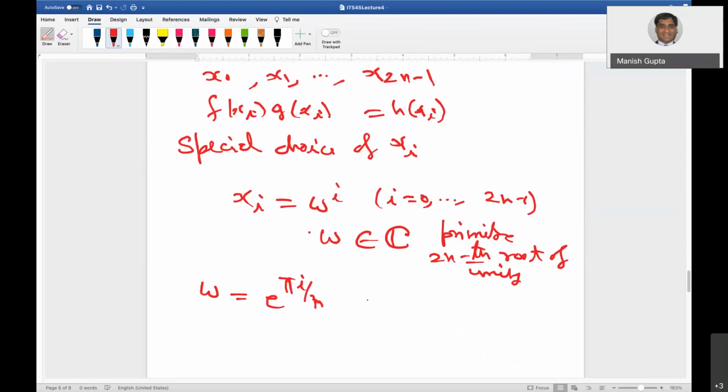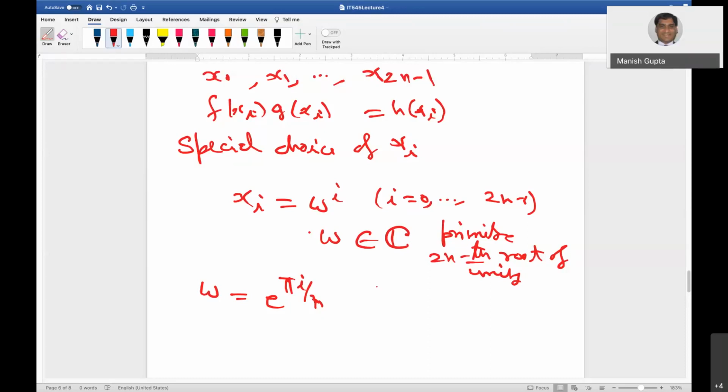By the way, do you know what is the meaning of primitive root? Any idea? Are you aware of this idea of how to construct a finite field? No, sir. Okay, so that portion is missing.